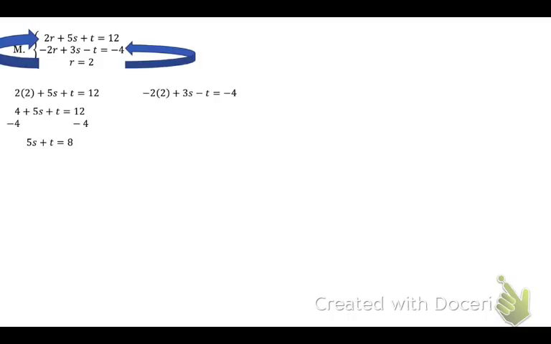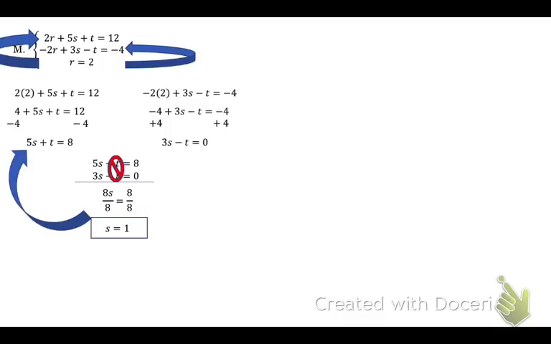So look at that bottom one. Negative 2 times 2 plus 3s minus t equals negative 4. So negative 4 plus 3s minus t equals negative 4. Add the 4, you get 3s minus t equals 0. Now it looks like those t's are going to cancel if I just put them on top. So you can cancel those and you get 8s equals 8. Divide by 8 and you get s equals 1.